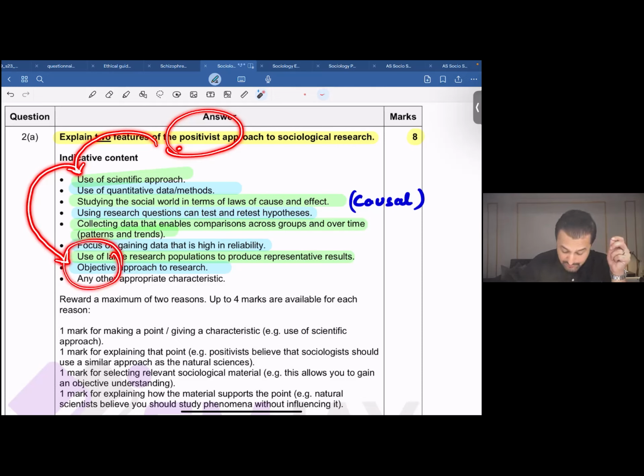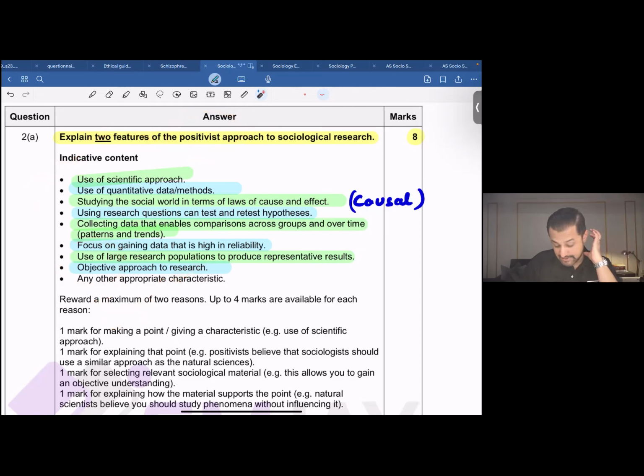What does the word objective mean? Objective is without bias, right? Now, these are a couple of features. I believe there are 8 features about positivism. Amongst these 8 features, you could write any two, or if there's any other feature that is not present in this list, you could write that as well.